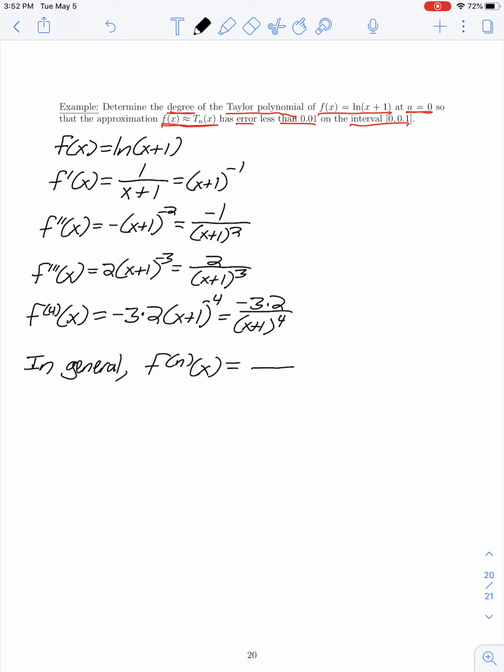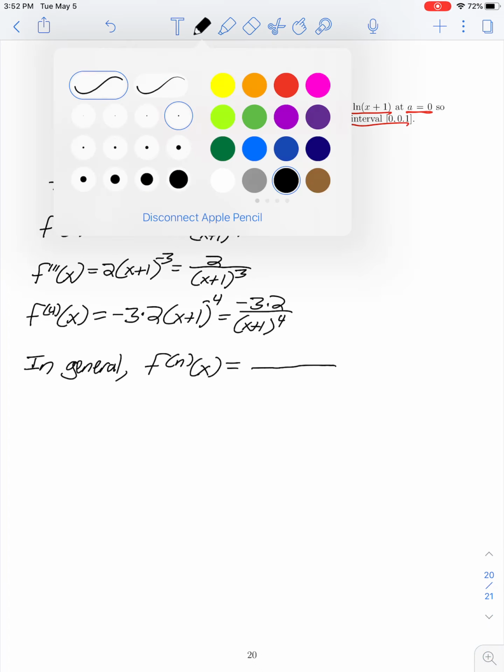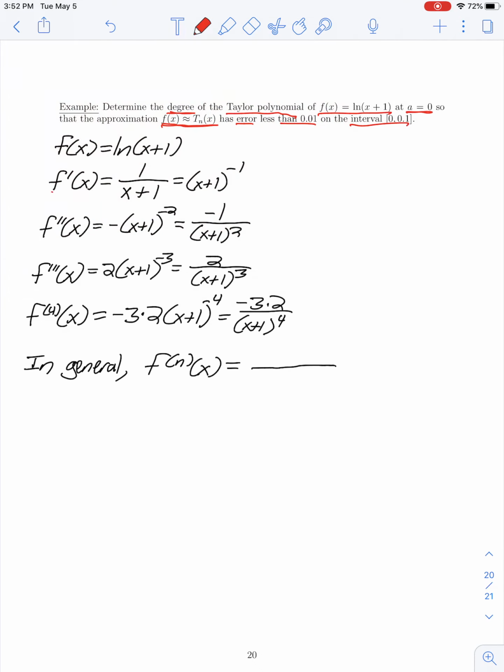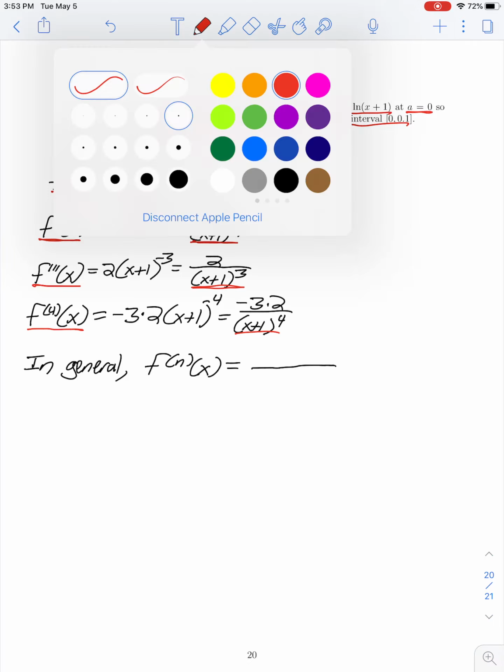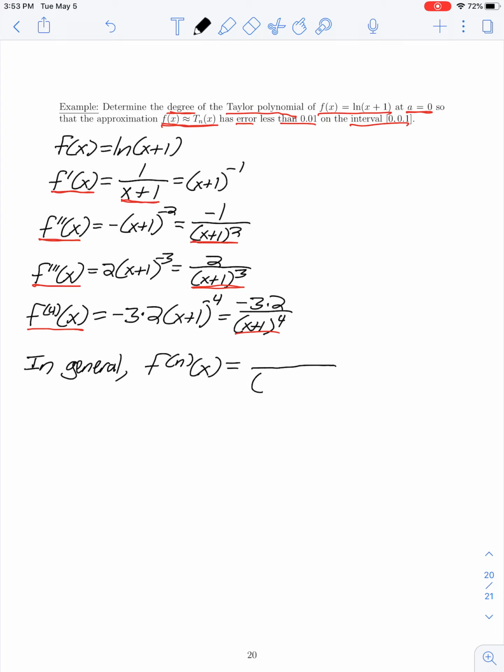So let's start with our denominator and see if we can find the pattern. For the first derivative, f prime, our denominator was x plus 1. For the second derivative, our denominator was x plus 1 squared. For the third derivative, we had x plus 1 cubed. And for our fourth derivative, we had x plus 1 to the fourth. So we suspect then that for our nth derivative, our denominator would be x plus 1 to the nth power. The power in the denominator is the same as the order of our derivative.